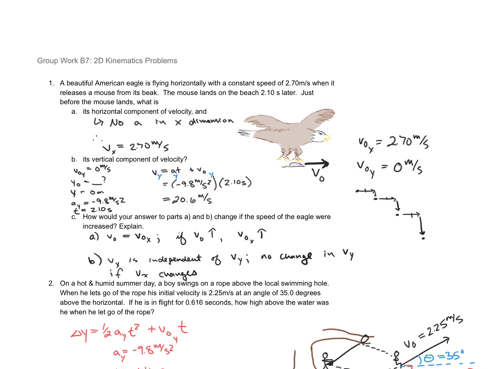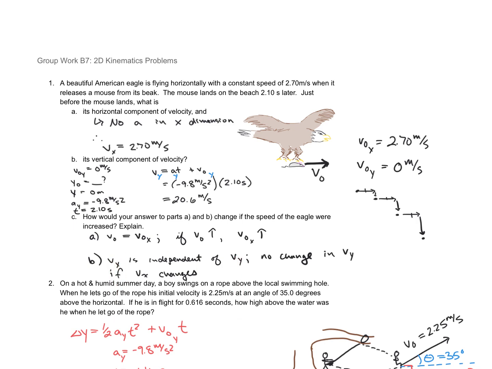Now, if the bird flies faster, in this case, because he's dropped at a horizontal motion, whatever the initial velocity is, that's going to be the velocity in the x direction. So if this goes up, that's going to go up. Now, in the vertical direction, though, the horizontal and vertical are independent. They don't affect each other. So if this goes up, this doesn't change.